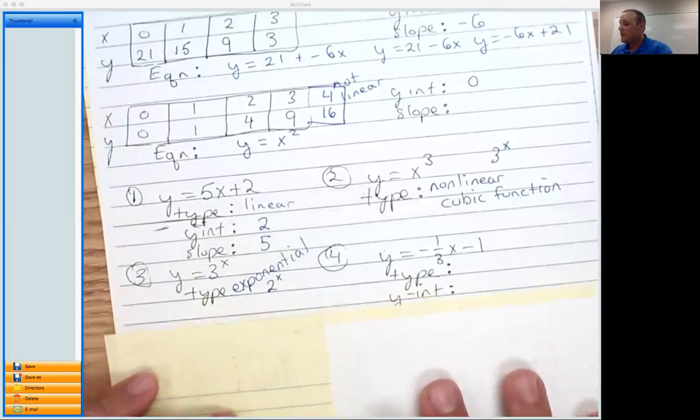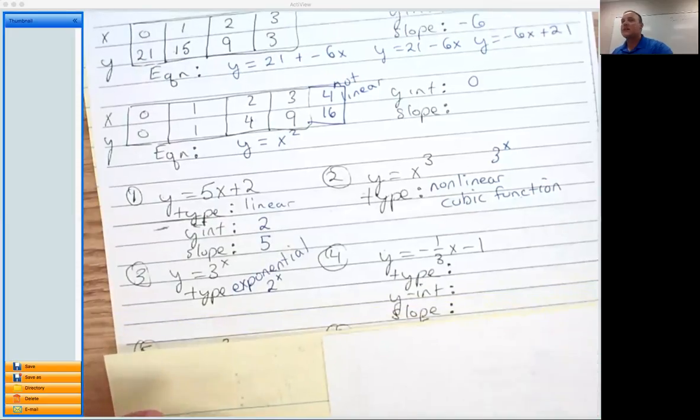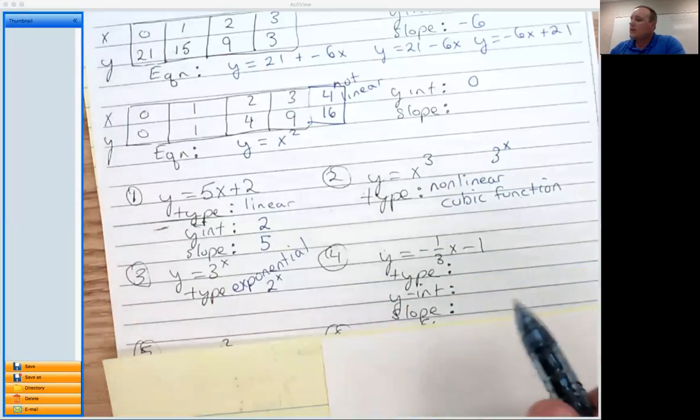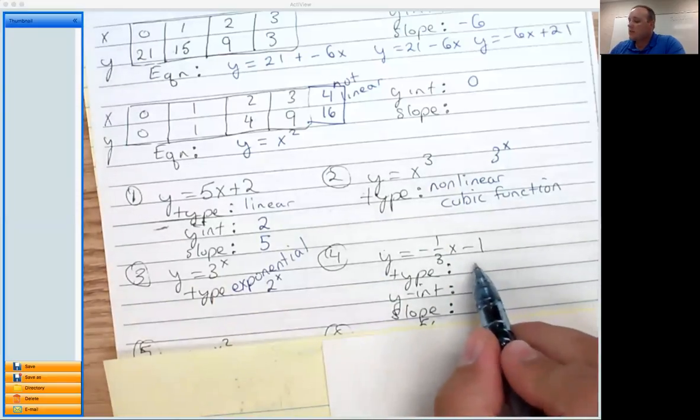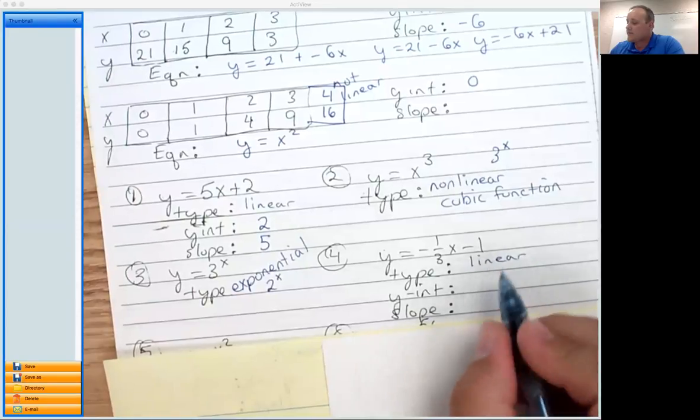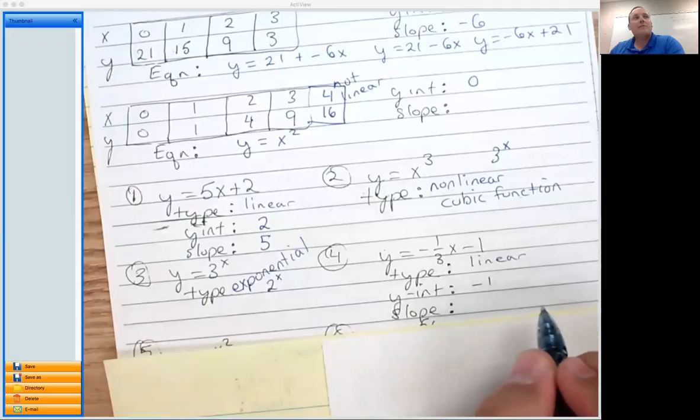The type, y-intercept and slope. 15 seconds of wait time. Okay. This type, function type. Linear indeed. Y-intercept? And Mr. Beck, what's the slope? I don't know.